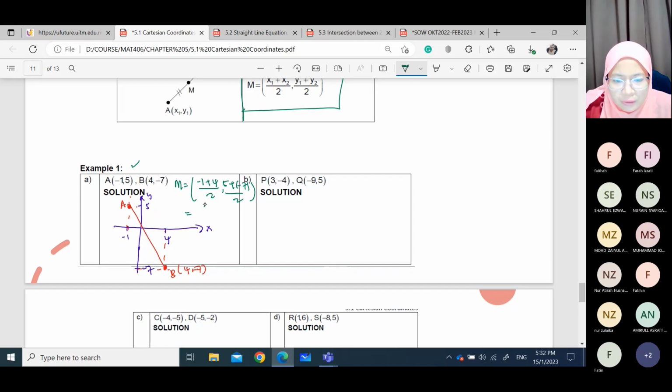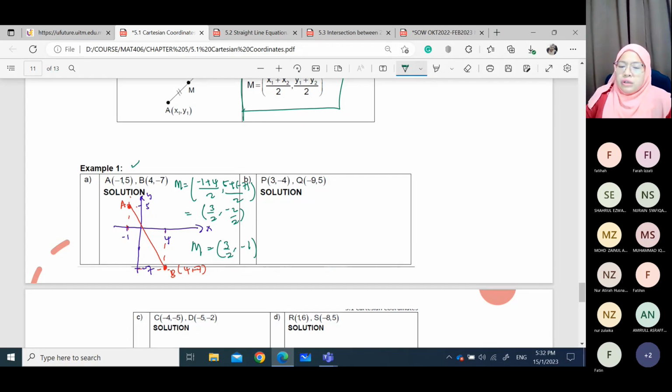So kira dapat berapa? Negative 1 plus 4, we have 3 over 2. And this one, 5 plus negative 7 is negative 2, negative 2 over 2. So the midpoint M here is 3 over 2, negative 1. So point dia dekat mana?